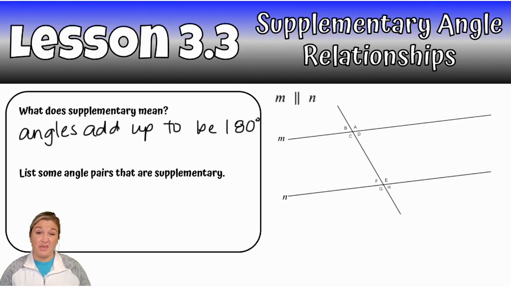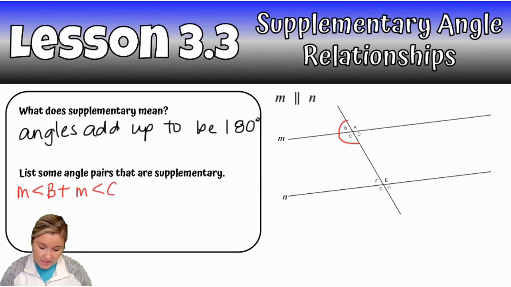The big thing I want you to remember is that a linear pair, so a line, adds up to be 180. So anytime you have that going on. Let's look here. Let's say B and C. So the measurement of angle B plus the measurement of angle C is going to be equal to 180 because those two add up to be 180.